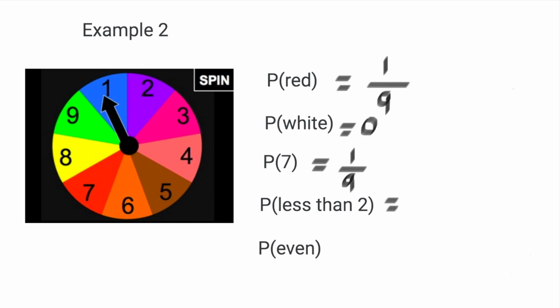Probability of less than 2. So you want to choose a number that's less than 2. There are 9 possible outcomes, and there's only one number that's less than 2. That's the number 1. And then finally, the probability of choosing an even number. In this spinner, there are 9 outcomes, and out of those 9 outcomes, we want even numbers. There are only 4 numbers that are even. This fraction cannot be simplified, so our final probability is 4/9.